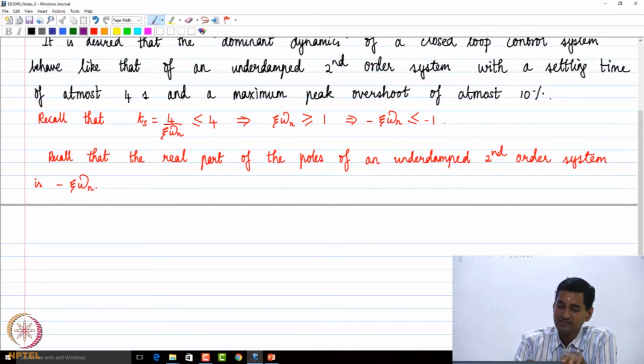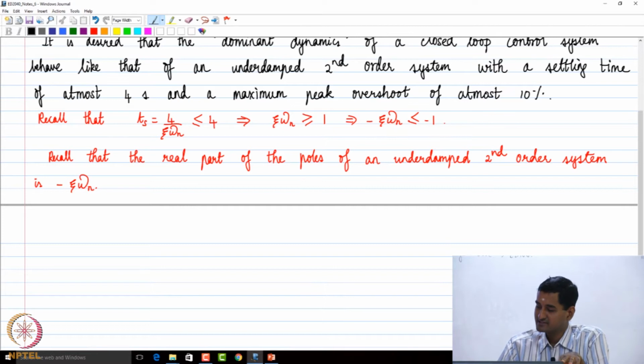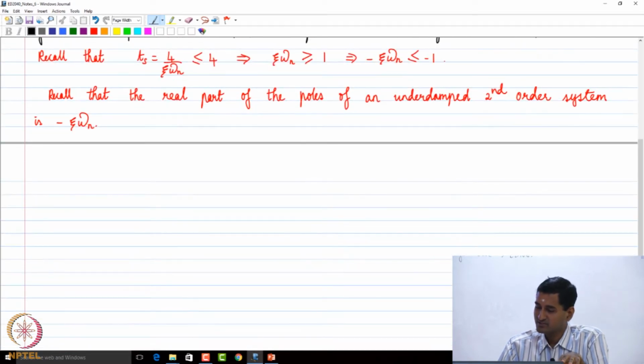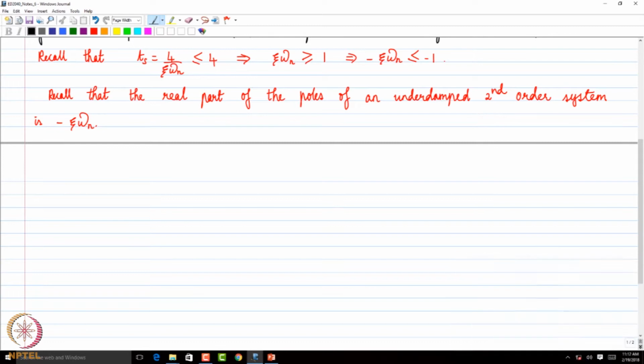So let's draw that. Let me draw the S-plane and discuss what we just wrote down. I'm drawing the S-plane, the real axis and the imaginary axis. This is the left half plane and this is the right half plane. This is something we already know: for stability we need all poles in the left half plane.